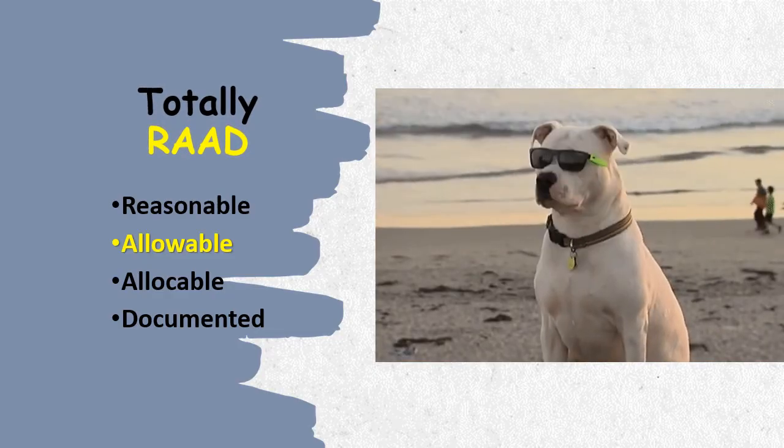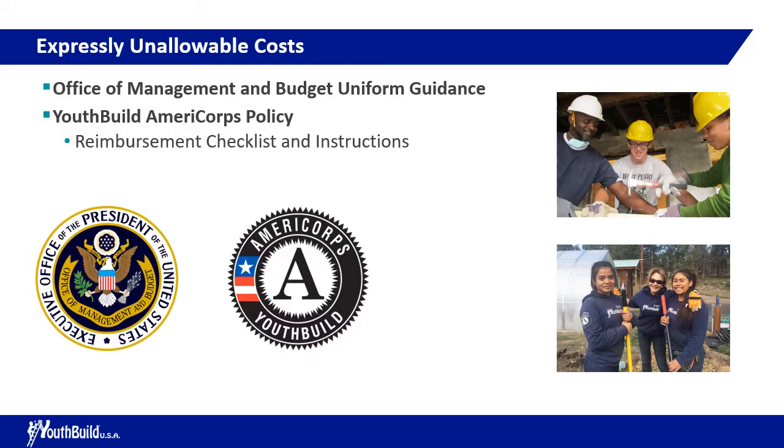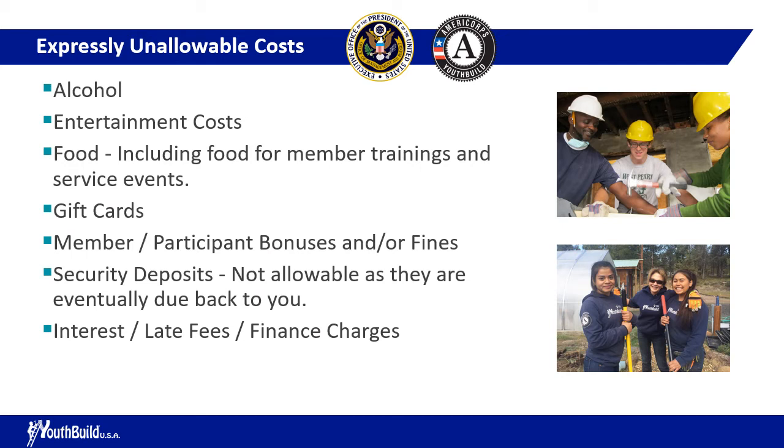Next up in RAAD, we have allowable. Expressly unallowable costs are listed in the Federal Uniform Guidance, but you can find even more specific guidance in the reimbursement instructions, which include documentation requirements for various expense types and guidance for typical YouthBuild expenses. Those expressly unallowable costs include alcohol, entertainment costs, food, including food for member trainings and service events, gift cards, member bonuses or fines, security deposits, since these are eventually due back to you, and any interest, late fees, or finance charges.